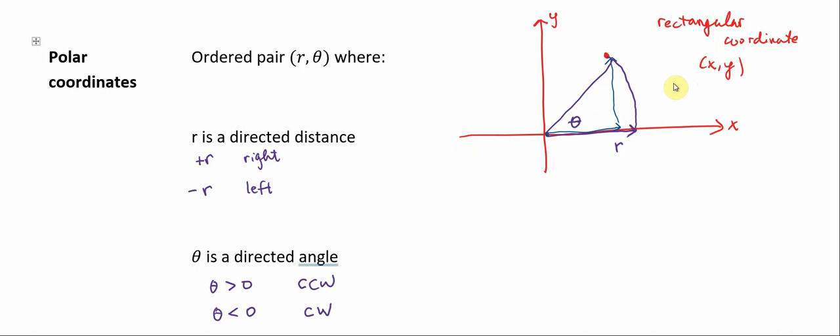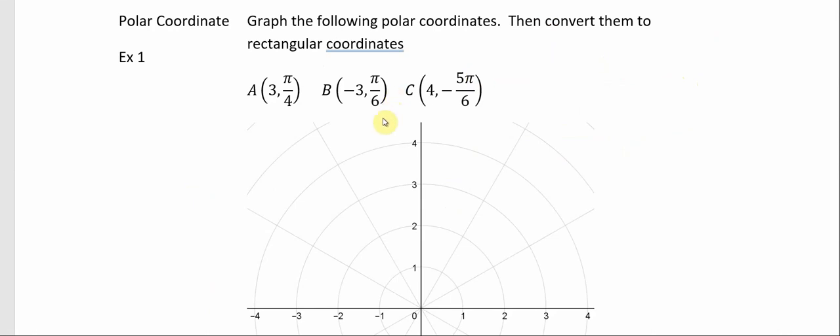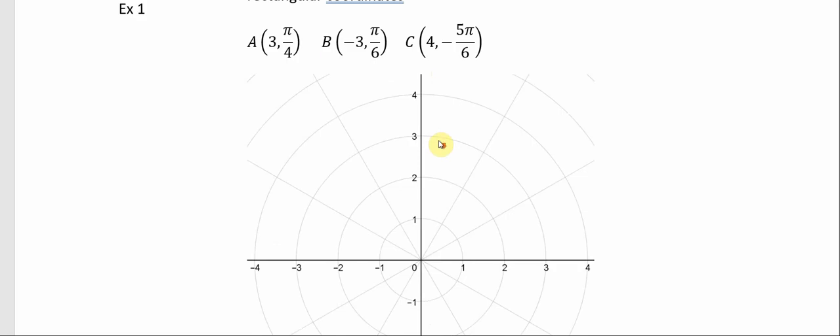So I think it's best if we continue this study by looking at a few examples. Alright, so here we are asked to graph the following polar coordinates and then to convert them into rectangular coordinates. The way that I've drawn this up, we're using graph paper, but polar coordinate graph paper is a little bit different. Instead of the grid that we're used to, we're going to use a series of concentric circles and then these radial lines. They start from the origin, or the pole, in polar coordinates, and they extend out from there.